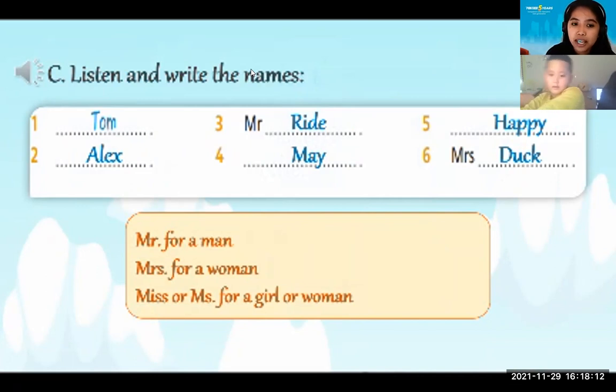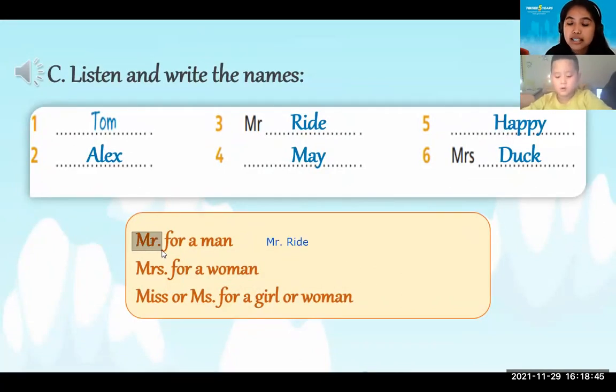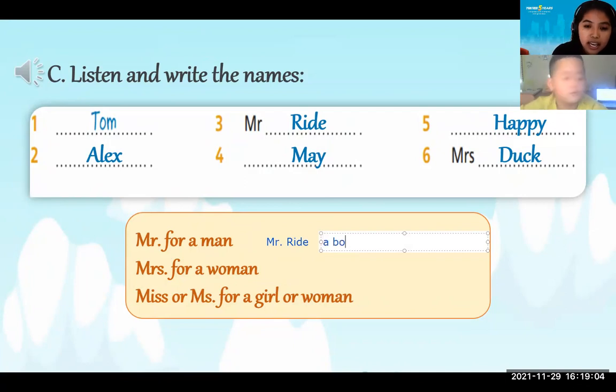So here, when we say Mr., this is for a man. A man, that is a boy like you. For example, we say Mr. Ride. So this one is a man. Do you understand, Haimin? Okay. So here, when we say this one, you read this, Mr. When we use Mr., we refer to a man. That means a boy. So Mr. Ride is a boy.